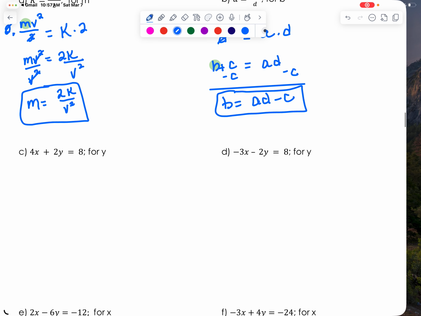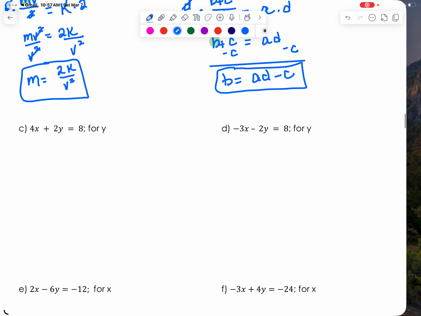All right, problem C. We have 4x plus 2y is equal to 8, and they want us to solve for y. Now, the y is already on the left side, so I do not need to rearrange this formula. All right, what I need to do is get rid of the 4x and the 2. So I'll start by getting rid of the 4x, and that will, let me put an x there, this will zero out, and I'm left with 2y equals 8 minus 4x.